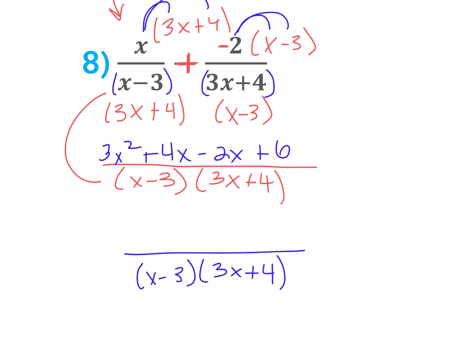And we're going to combine like terms in our numerator. So I have 3x squared. Nothing else has an x squared. I have a 4x minus 2x, which gives me plus 2x. And then I have plus 6.